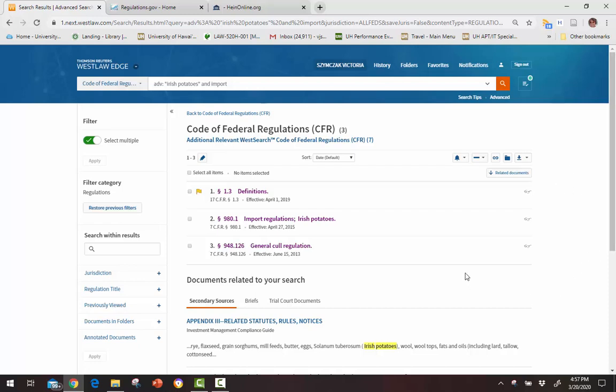Since we're looking at importing Irish potatoes, I assume they have to come from Ireland. You'd be surprised. Maybe not. It might just be a name.